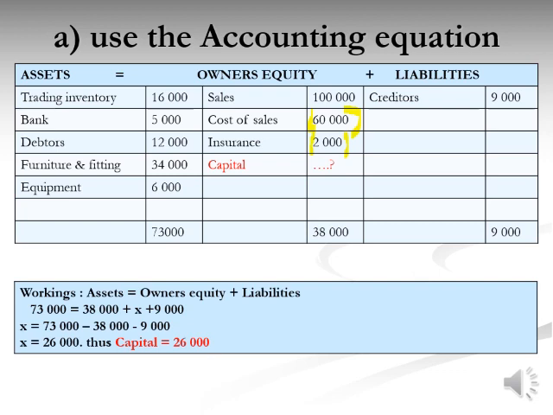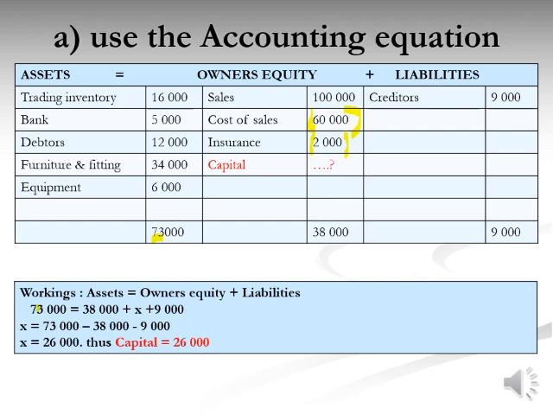Our assets are amounting to 73,000. Here it is. Okay, that's the one that's coming here, right? And then we are saying assets is equal to owner's equity. Owner's equity is what? It is 38,000 here, but it does not include capital. So we say plus capital. That's our x. All right. Then plus the liabilities, which is 9,000.